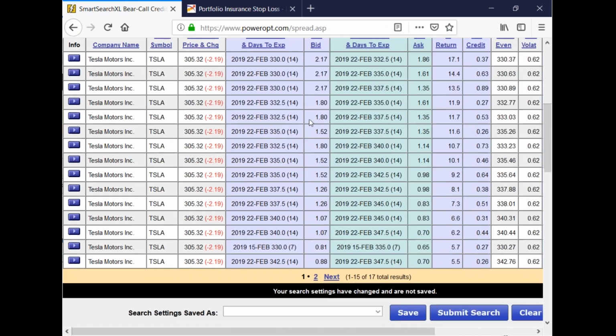All right. So we still have some positions that expire 14 days out. Tesla is dominating based on the premiums that are available. Of course, maybe the volatility as well.